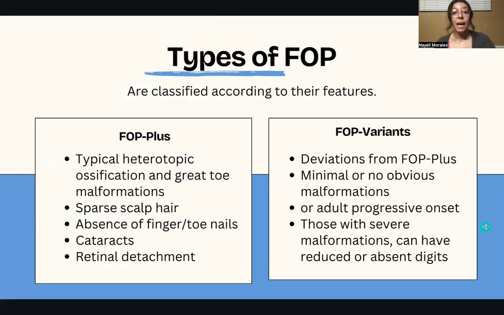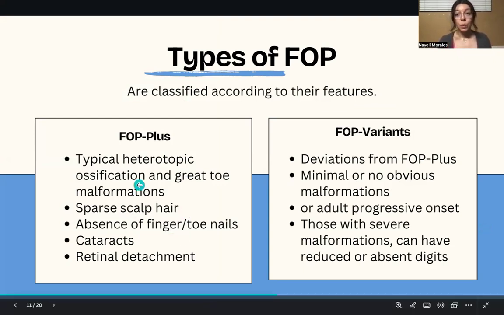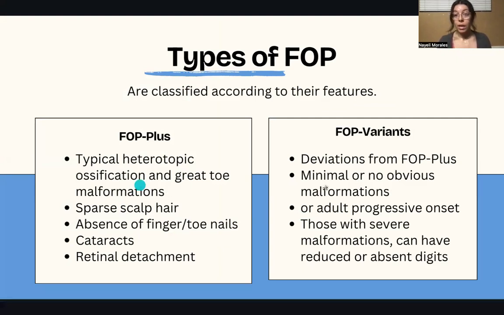Okay, so the types of FOP, we already talked about them. This one right here is the one with the nucleotide change, and this one over here to my right is the one with the amino acid change. Basically, the typical heterotopic ossification and great toe malformations we already talked about. Other traits of this first type are sparse scalp hair, absence of finger or toenails, cataracts, or retinal detachment.